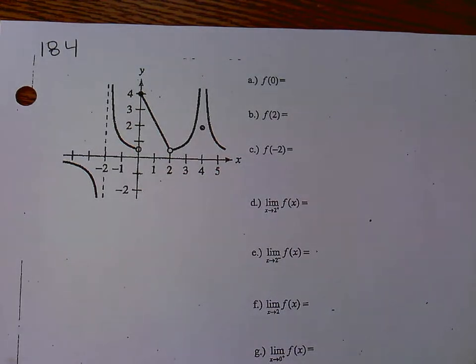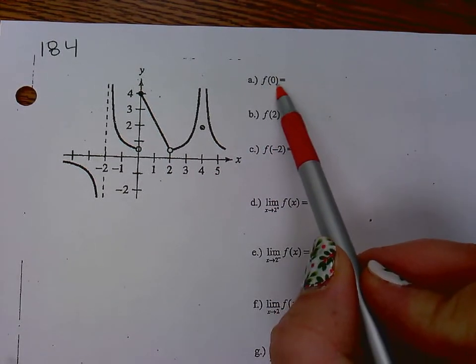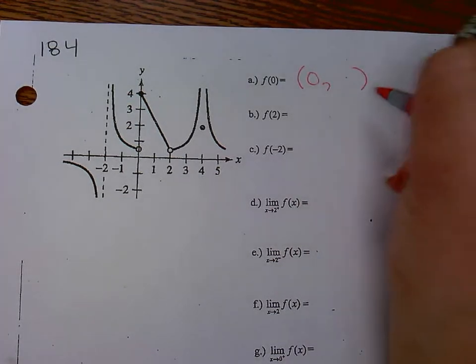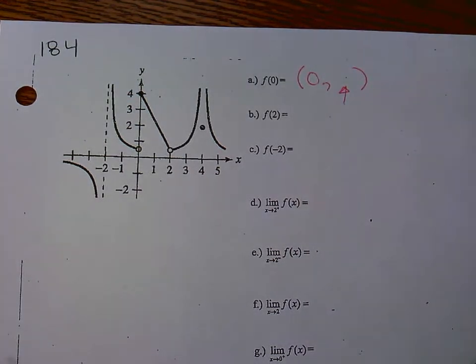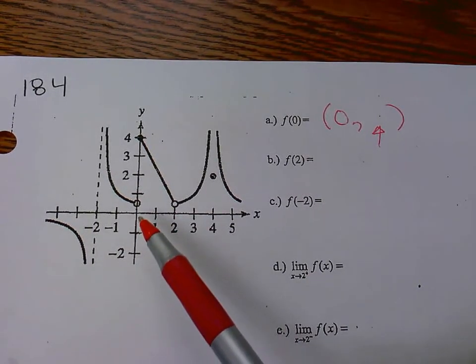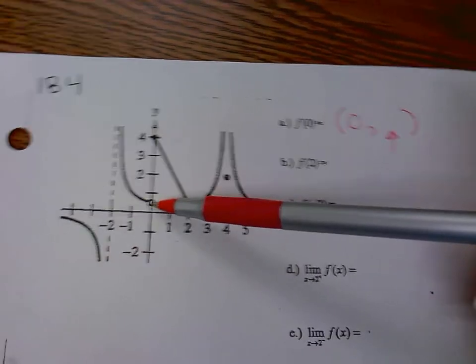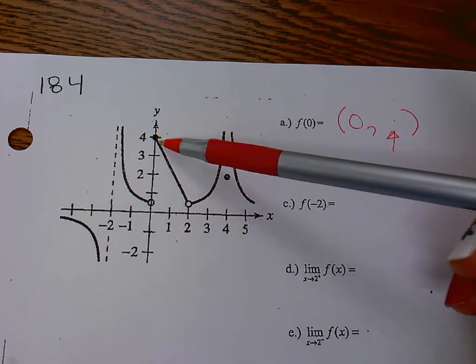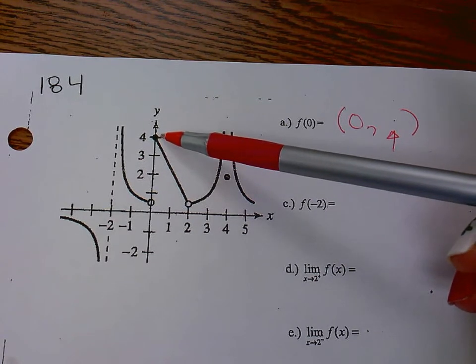So on letter A, f of 0 is asking you if you wrote the coordinate 0, comma something, what point would you put in that spot? So if I find 0 on the x-axis, what y value corresponds to 0? So it kind of looks like there's two values, right? One is at a half and one is at +4. The filled in dot tells you the y value.